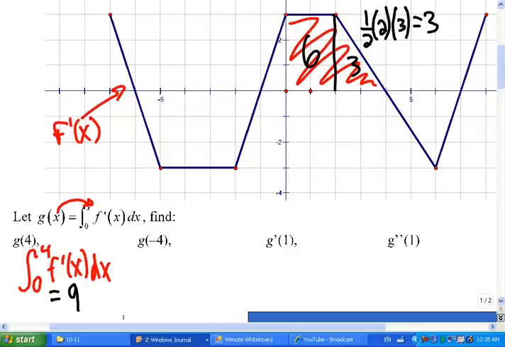So I'd like you to talk with a neighbor. What would it be if we wanted to use this picture to figure out what's the graph at negative 4, for g of negative 4? So one thing we should start with here is we should say, what is this actually asking for? This is asking for the integral from 0 to negative 4 of that picture up there.